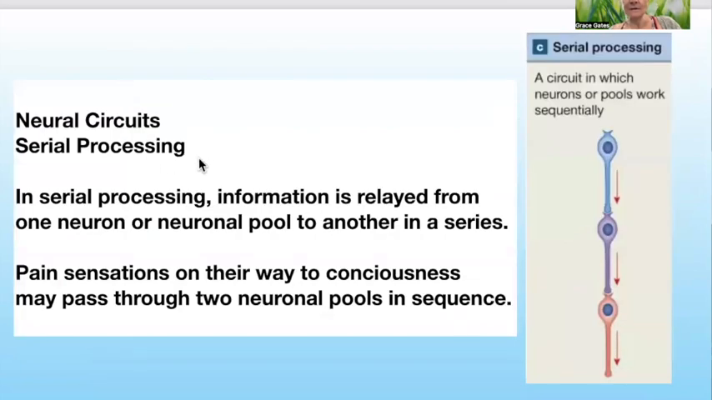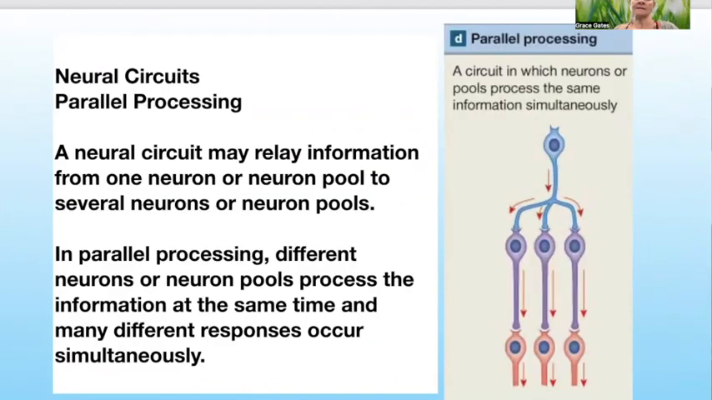All right, there is serial processing. In serial processing, information is relayed from one neuron or neuronal pool to another in a series, one after another. Pain sensations on their way to consciousness may pass through two neuronal pools in sequence. Sort of like, do you really want to go there? Do you really want to go to consciousness? Yes or no?